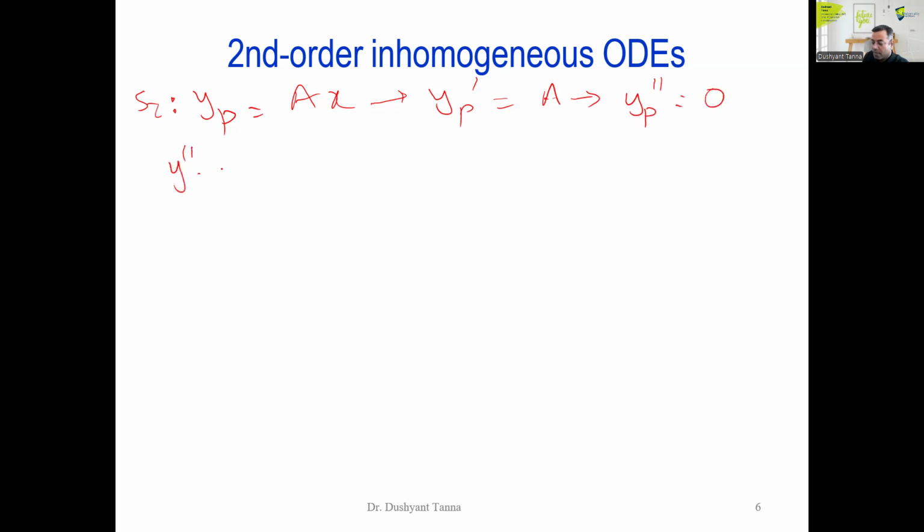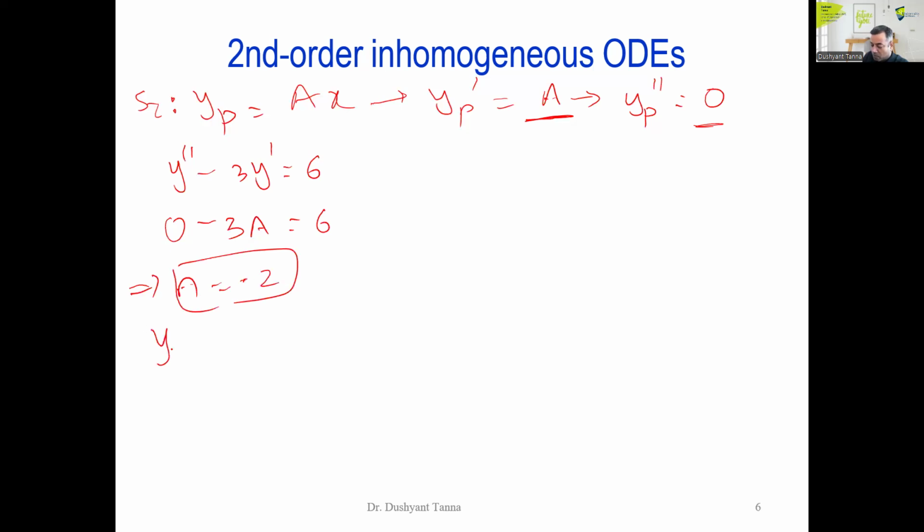Our question says Y double dash minus 3y dash is 6. Plug all the values here. This and this one. So 0 minus 3a is 6. That gives you a is equal to minus 2. And if a is minus 2, your yp is minus 2x.